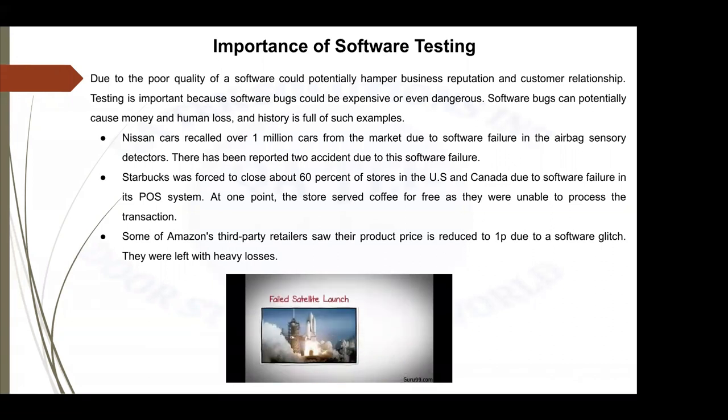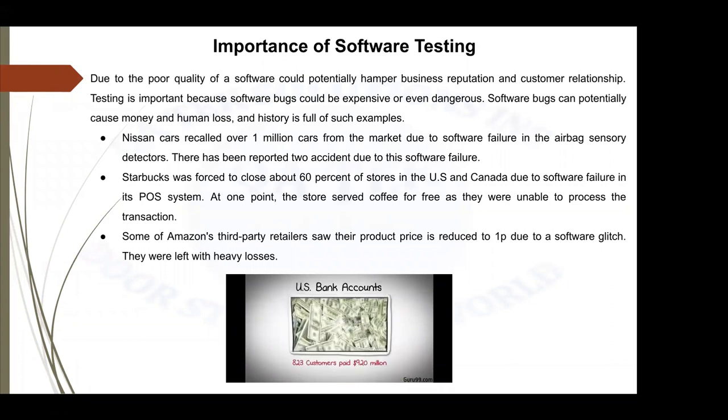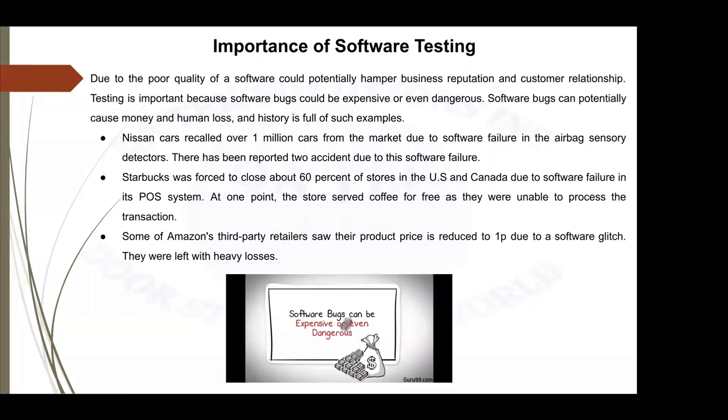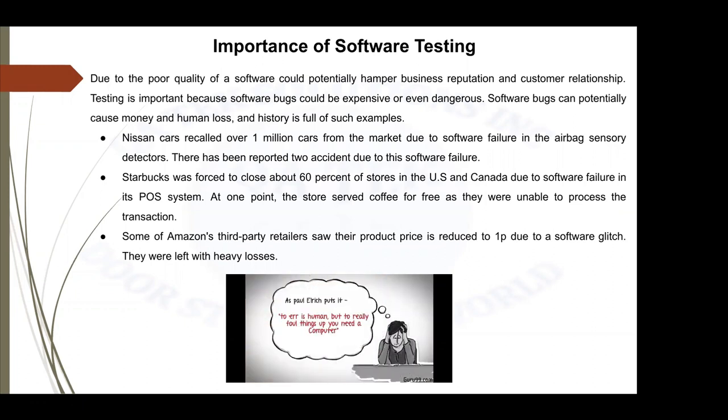In April of 1999, a software bug caused the failure of a $1.2 billion military satellite launch, the costliest accident in history. In May of 1996, a software bug caused the bank accounts of 823 customers of a major U.S. bank to be credited with $920 million. As you see, testing is important because software bugs can be expensive or even dangerous. As Paul Ehrlich puts it, to err is human, but to really foul things up, you need a computer.